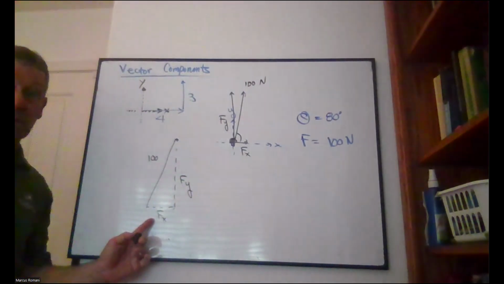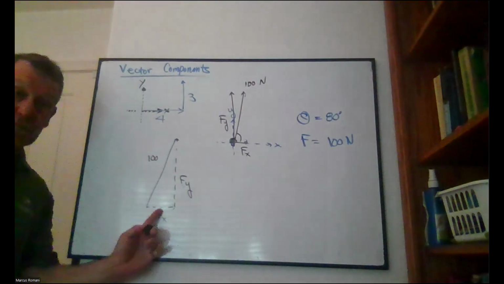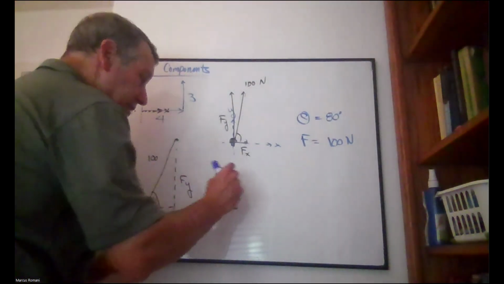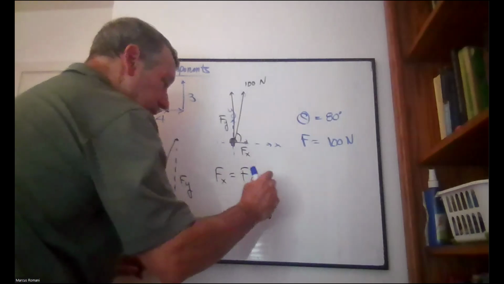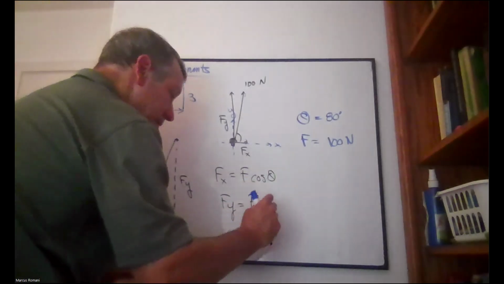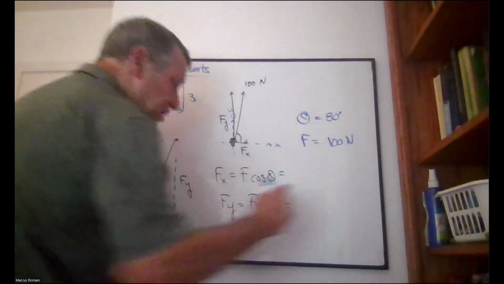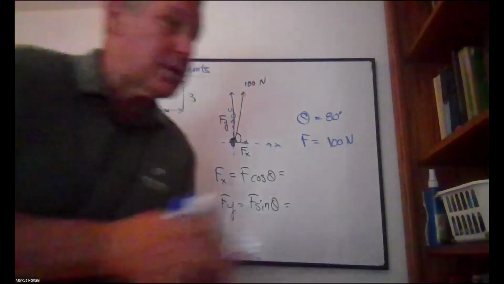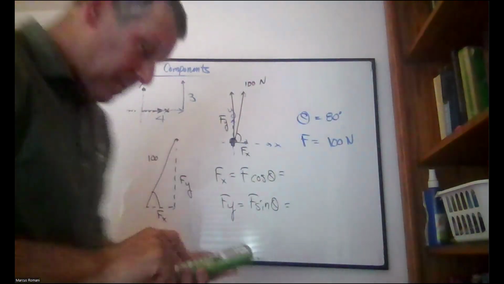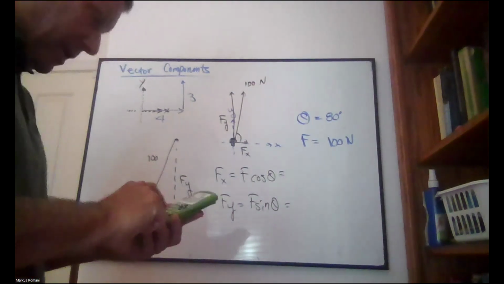This is going to be the adjacent component to our angle. So Fx is going to be F cosine theta, and Fy is going to be equal to F sine theta. Okay, and let's get the numbers up there so we can look at it really quickly. You can check my math. I know this is not live, but I love it in class when people check my math to make sure we're on the right track.